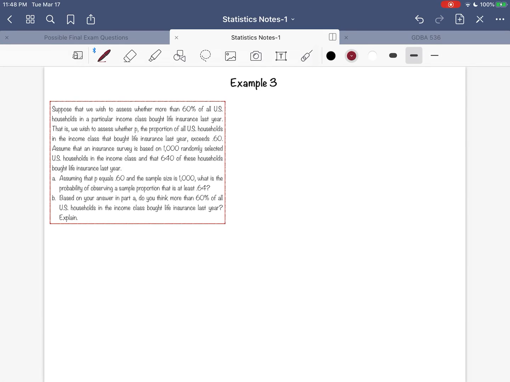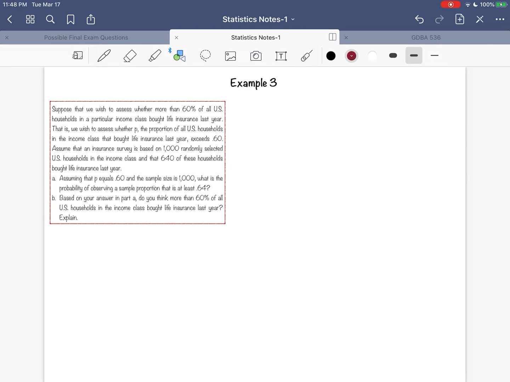So welcome back. Example number 3 from chapter 7. Quickly, you can recognize that this is pretty much exactly the same as example number 2, which I thought needed another look, especially the part about verifying the claim. So jumping right in, we see that we wish to assess whether more than 60% of US households in a particular income class bought life insurance.